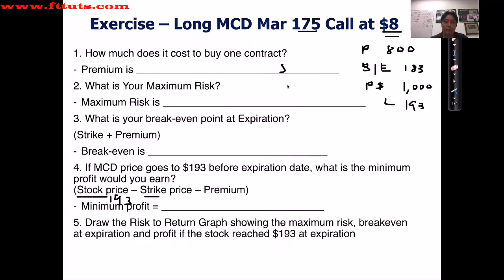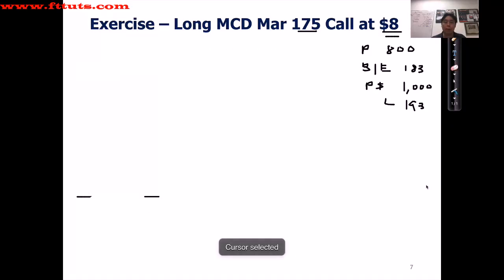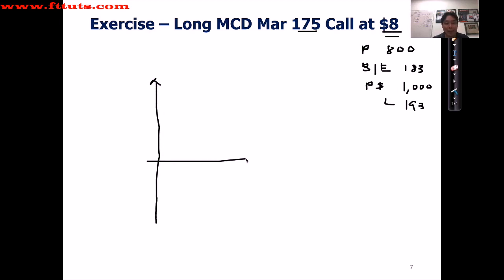Let me erase that. So I'm going to go on a blank slide right now. And again, whenever you want to draw the risk profile of a long call, what do you do? First thing, draw your Y and X axis. So we've got our Y axis, supposed to be a straight line, okay? We've got our X axis over there, supposed to be a straight line. And again, this would be our profit, this would be our loss. And on the X axis, we have got our stock price.